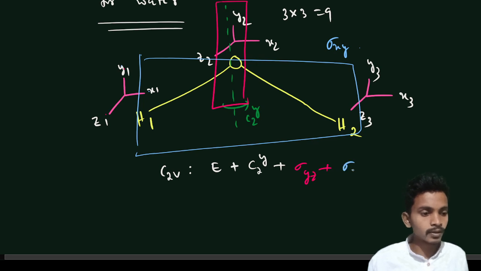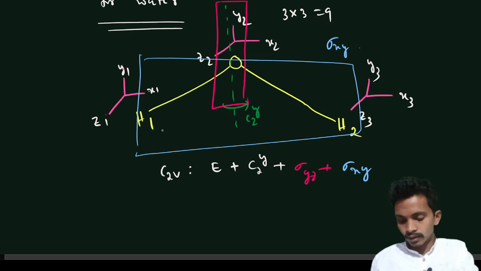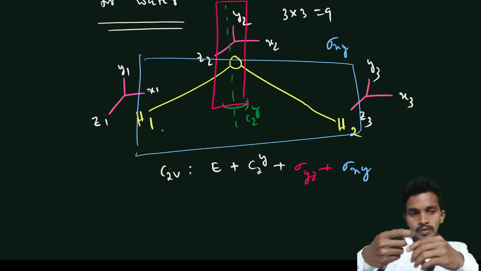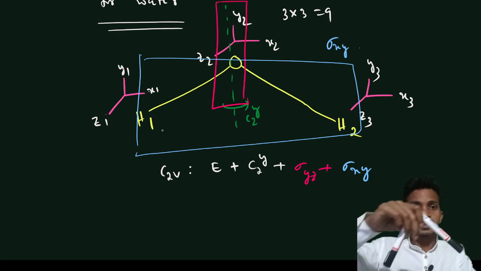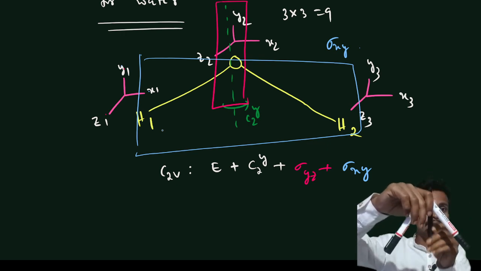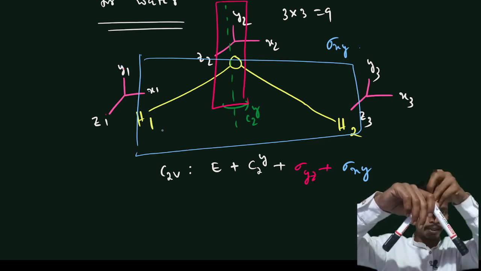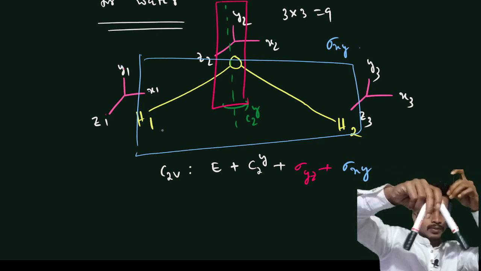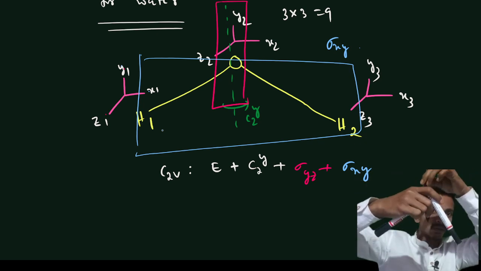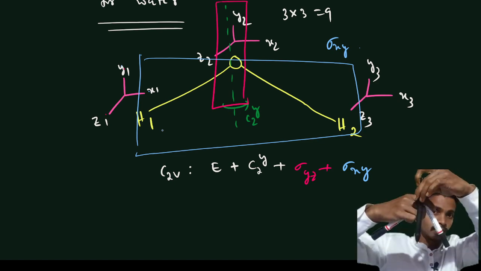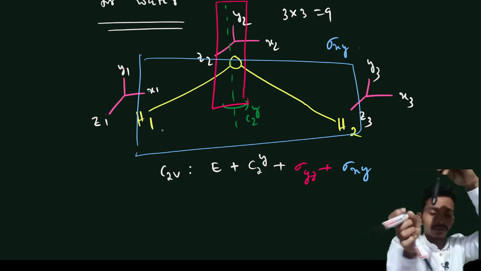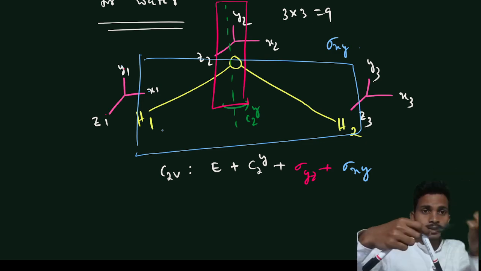So that is sigma xy. So you can see this is the water molecule. Then the C2 axis is there, in this direction. If I rotate 180 degrees, then this will get interchanged. Let's say the y axis passes through these directions. If you do 180 degree rotation, then this will get interchanged, and it will become like this. So C2y is there. This is the y axis, this is the x axis, and this is the z axis.